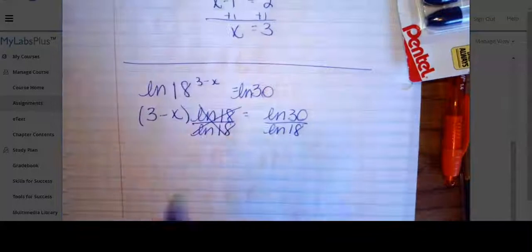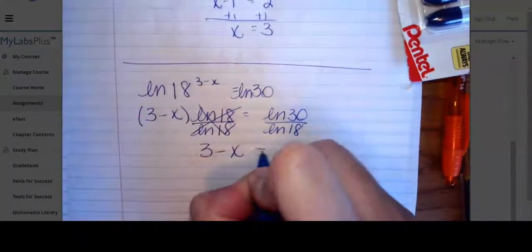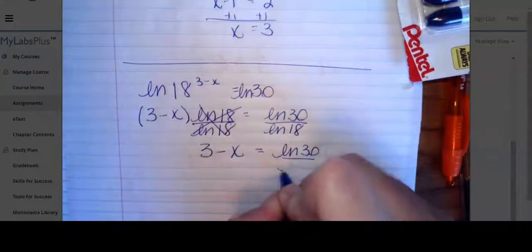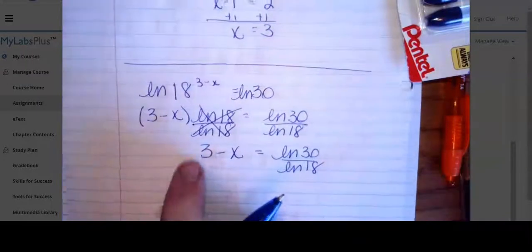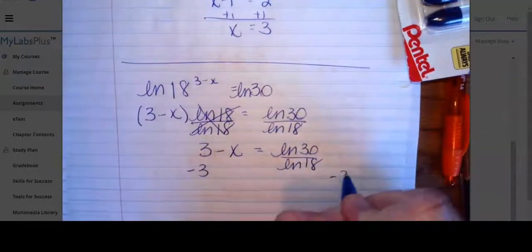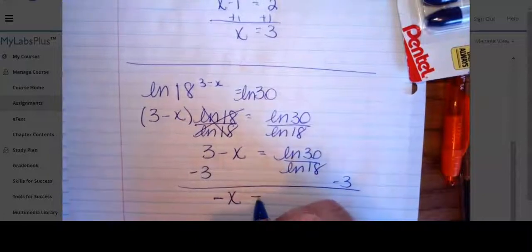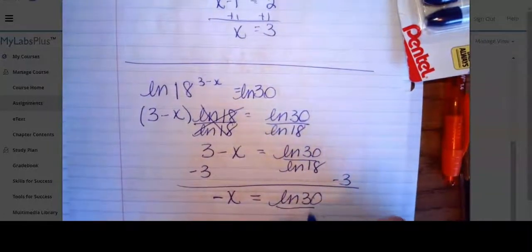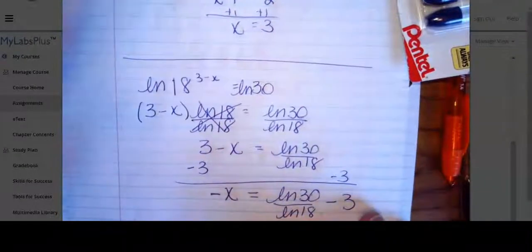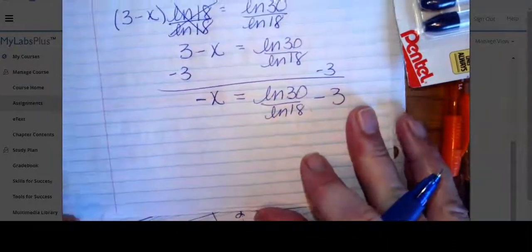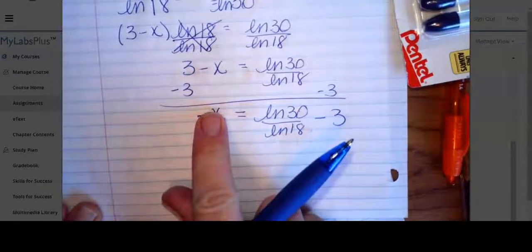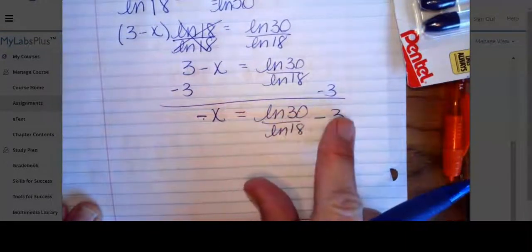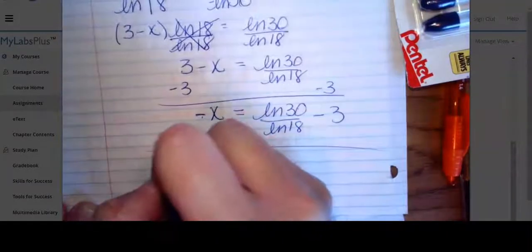Any number divided by itself is 1. That leaves me with 3 minus x is the natural log of 30 over the natural log of 18. Again, I'm trying to solve for x, so I'm going to subtract 3 from both sides, which gives me negative x equals the natural log of 30 over the natural log of 18 minus 3. I don't care what negative x is, I care what positive x is. So I've got this chunk equals this chunk minus this chunk. I'm going to divide by -1 and change all the signs.